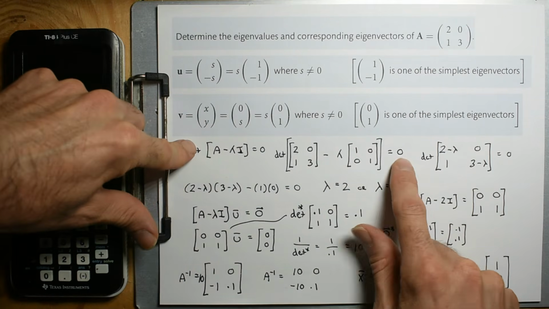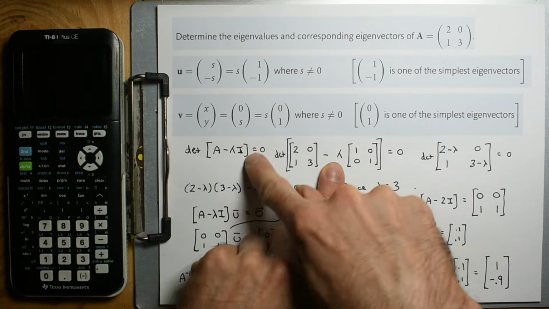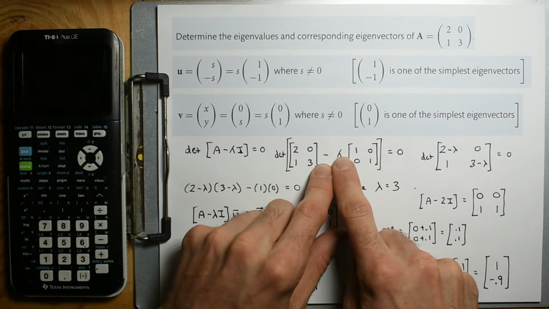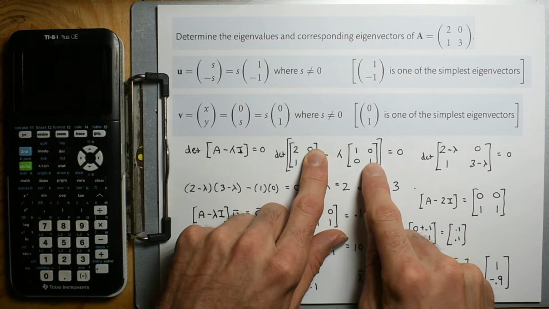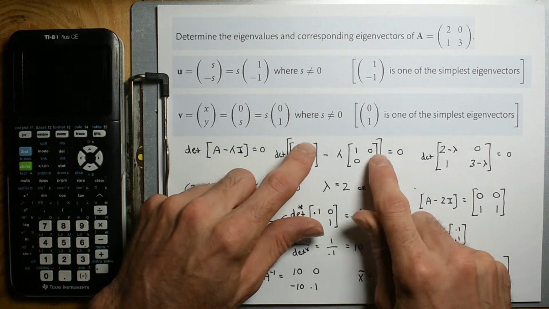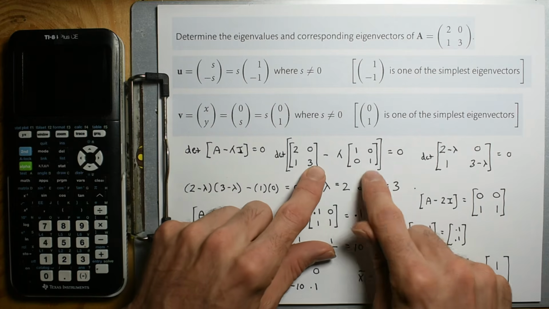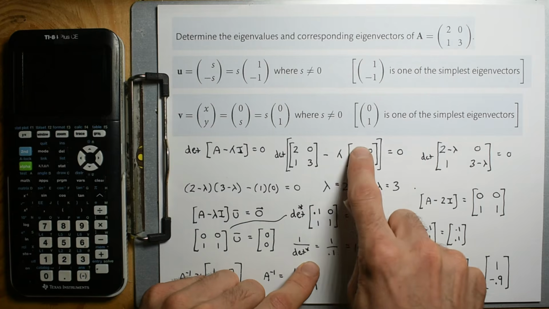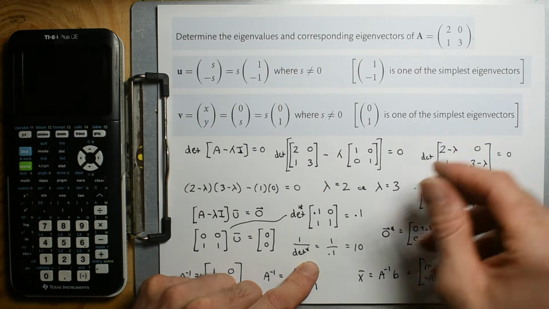The determinant of this is equal to 0, so we have matrix A minus the scalar times the identity. We multiply the scalar through, so we have the scalar, 0, 0, scalar. When we do the subtraction, we get 2 minus the scalar, 0 minus 0, 1 minus 0, and 3 minus the scalar, because a scalar gets multiplied in every location. We just have 0 times the scalar, so those are just 0.